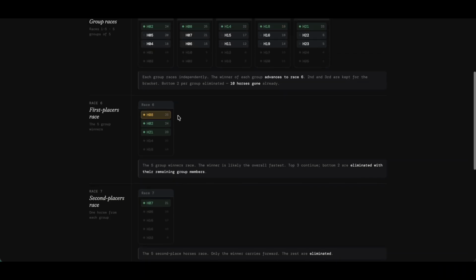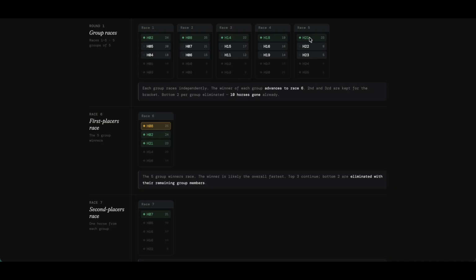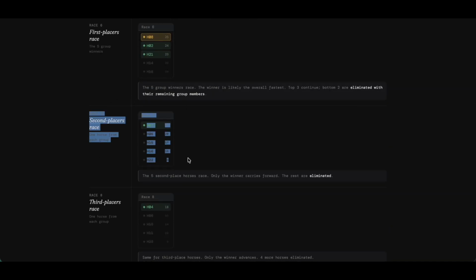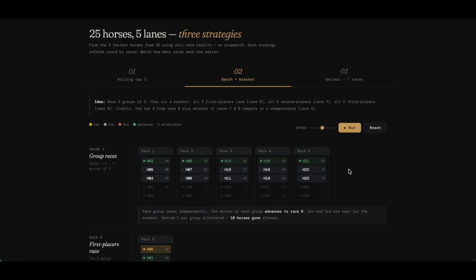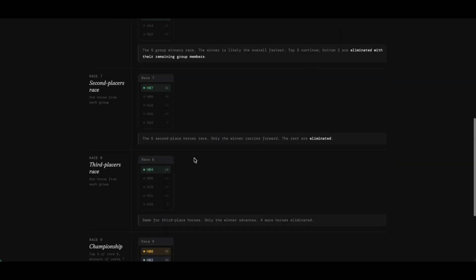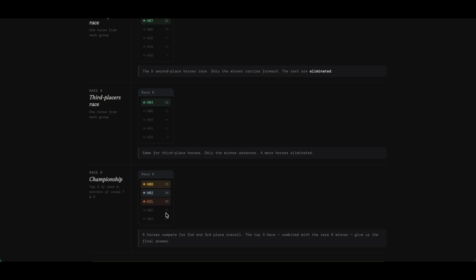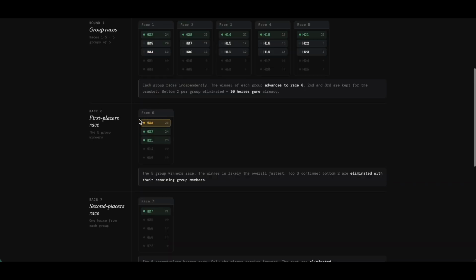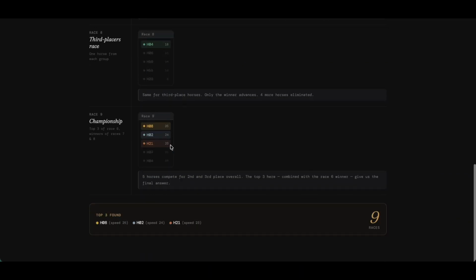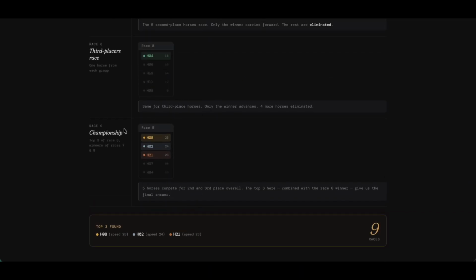Then we go into each of the group races again, take out the second place finishers and put them into a second place finisher race. We repeat that for the third place finishers, putting them into a race. We take the winners of the second place and third place finisher races into a final championship, put them with the 3 fastest from the first place finishers race, and run the championship race. The top 3 from the championship will be our top 3 of the entire 25 horses. And that's going to give us our correct answer in 25 runs.